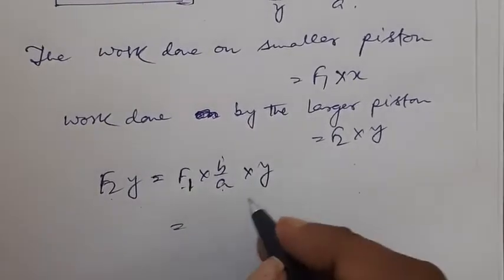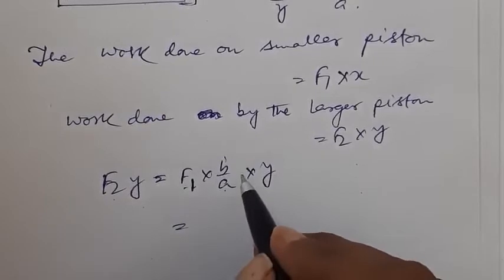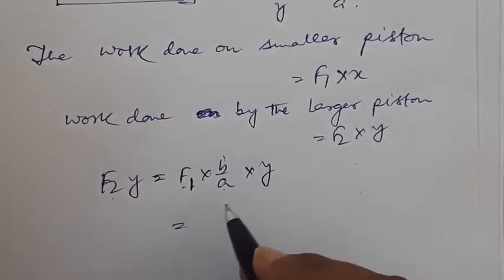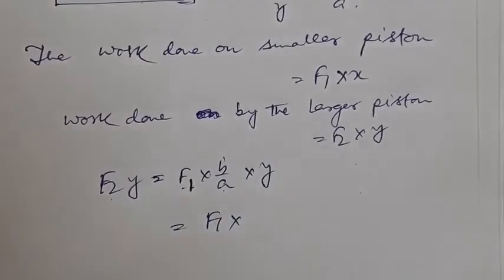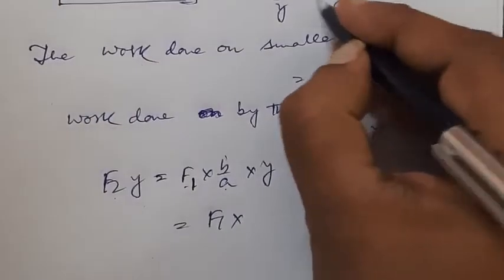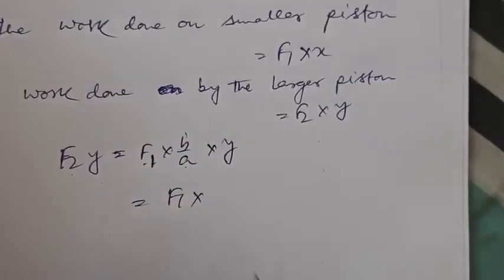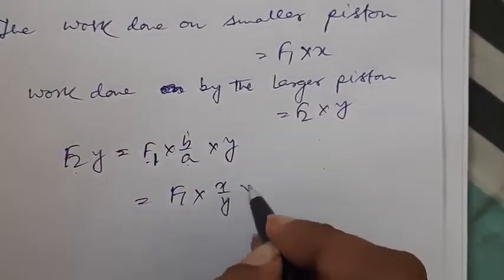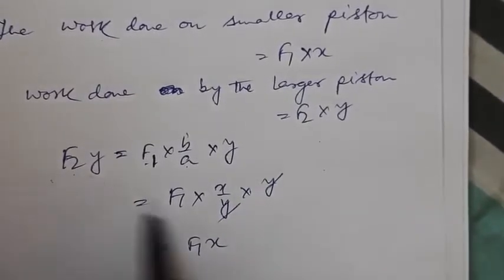Now B by A is equal to X by Y. So replacing B by A as X by Y into Y, Y gets cancelled, and we get F1X. Now F2Y is equal to F1X.